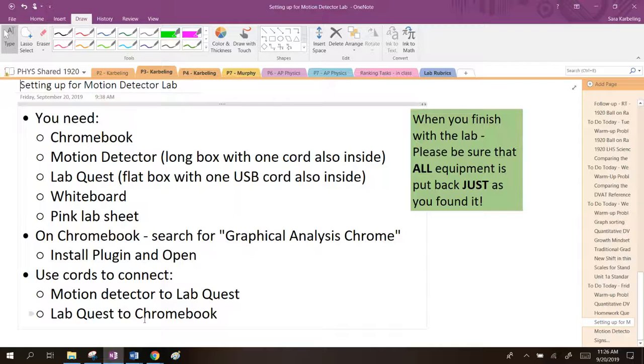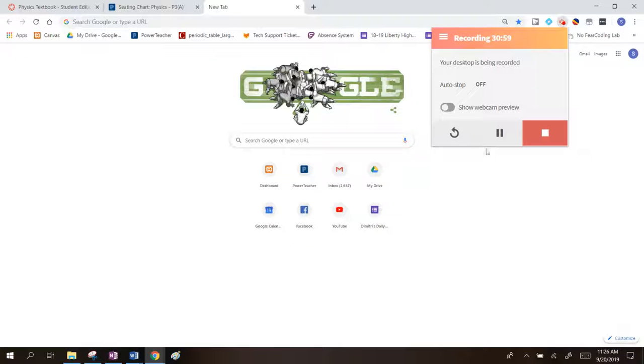Everybody take one. Each person needs a sheet. One whiteboard per group. Maddie, do you got a sheet?